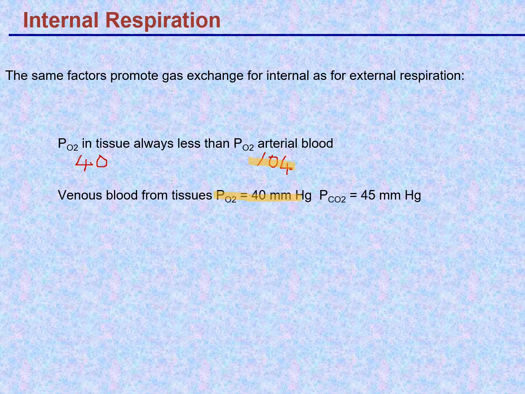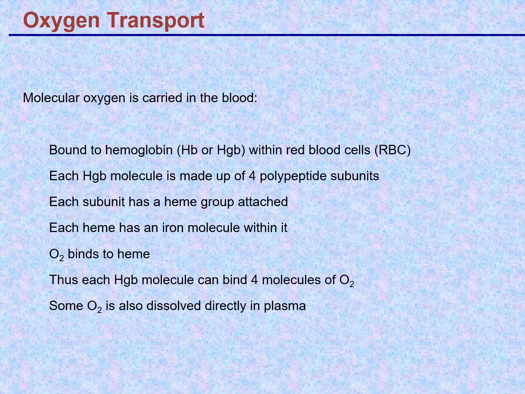So arterial blood, I'll write it up here, PCO2 is 40, and the tissues are at 45, so the venous blood becomes 45. PO2 goes from 104 to 40. I shouldn't have to write so much on the slide. Anyhow, it's on the diagram you have, and we already talked about it.